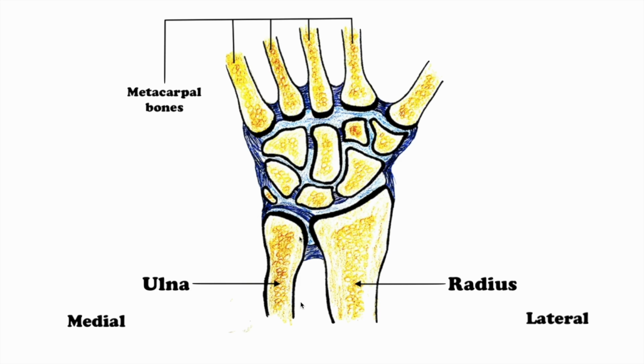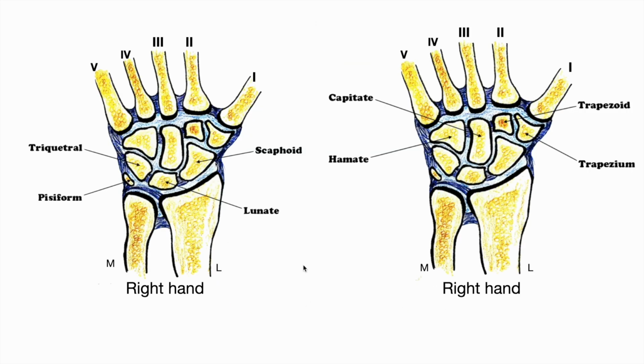We have two rows of carpal bones, proximal and distal. The proximal row bones, which are the closest to our body, include the pisiform bone, triquetral, lunate, and scaphoid bone. The distal row bones from medial to lateral are hamate, capitate, trapezoid, and trapezium.